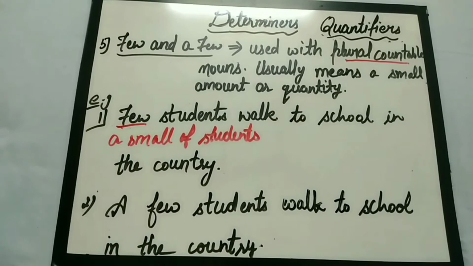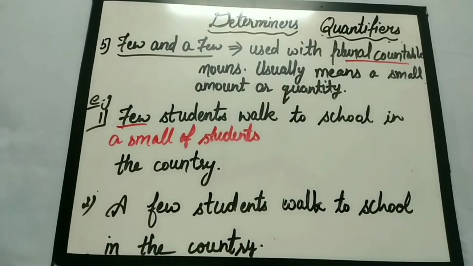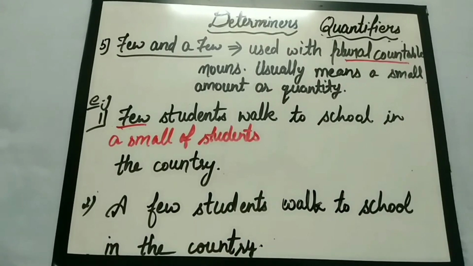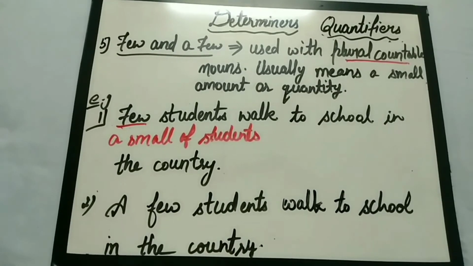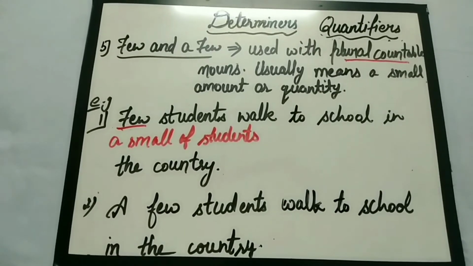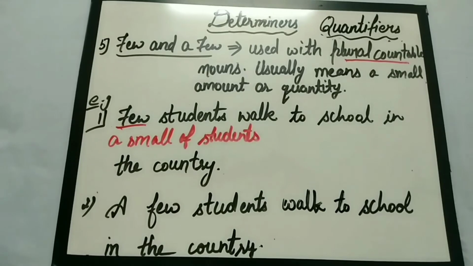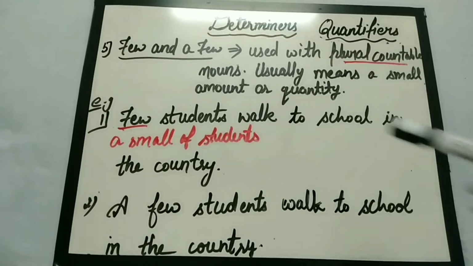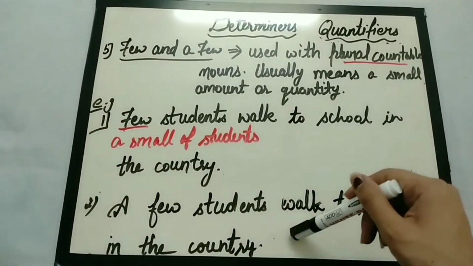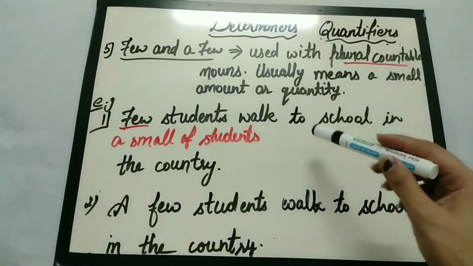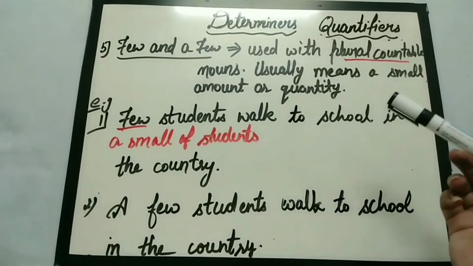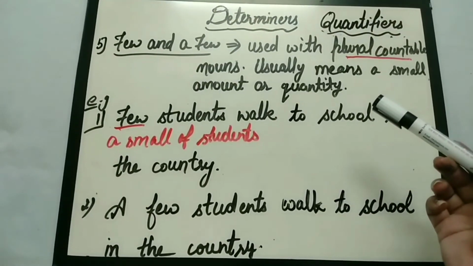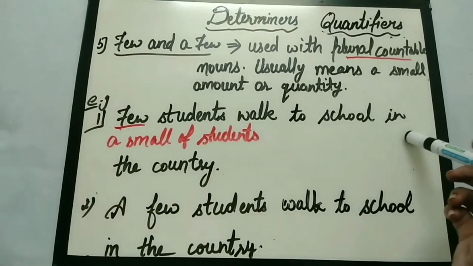So one is implying that there is a small amount, maybe in a negative way, and in number 2, a few students is saying that we know there is a small amount, but at least some students do walk to school. So the word few is used in a negative manner and the words a few are used in a positive manner. For example, when we are satisfied, you can take one more example.